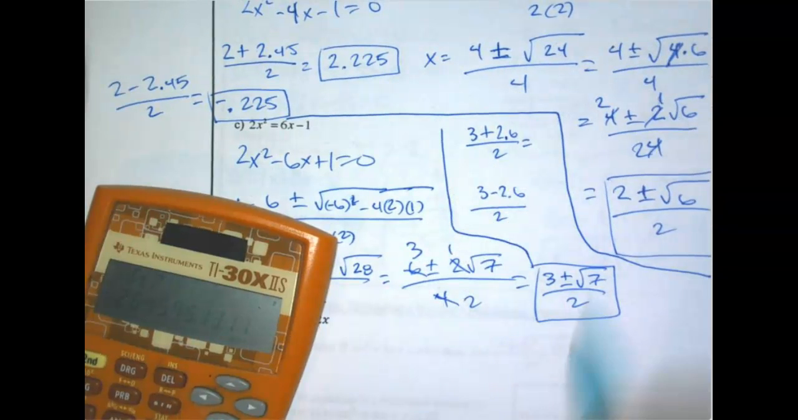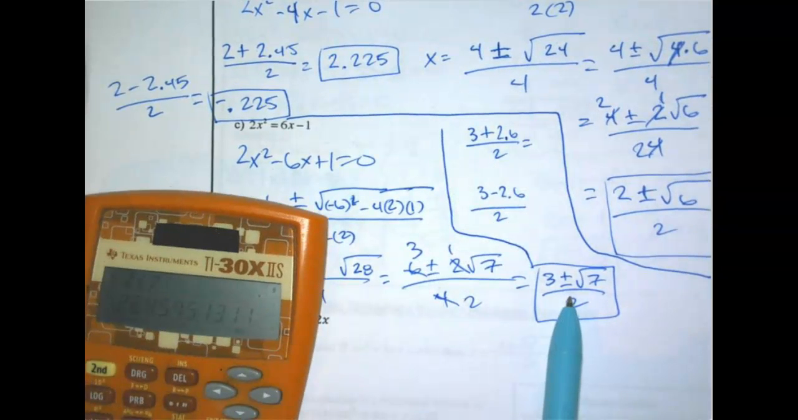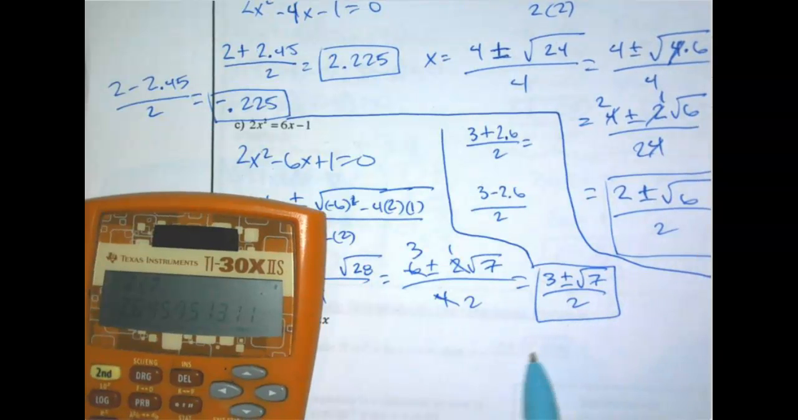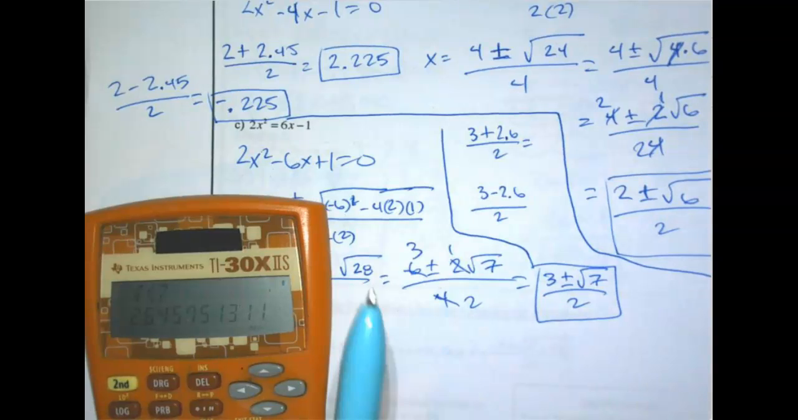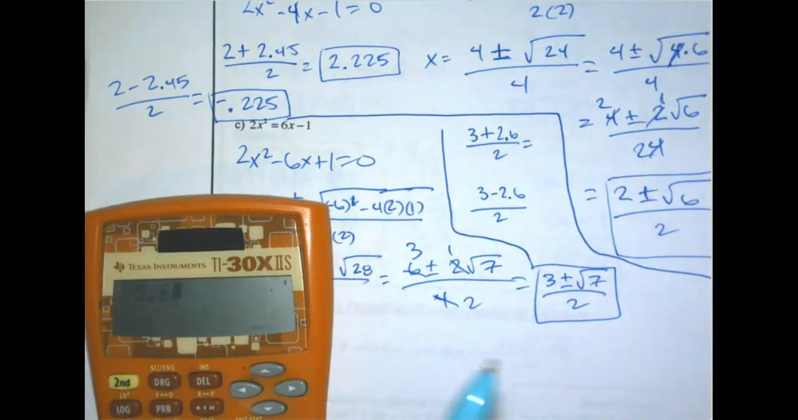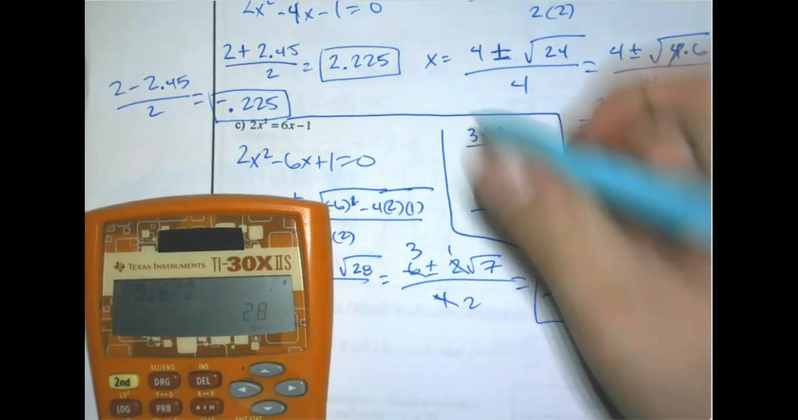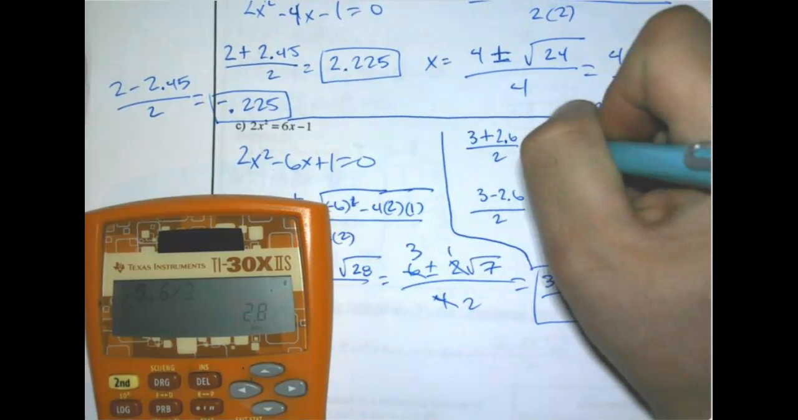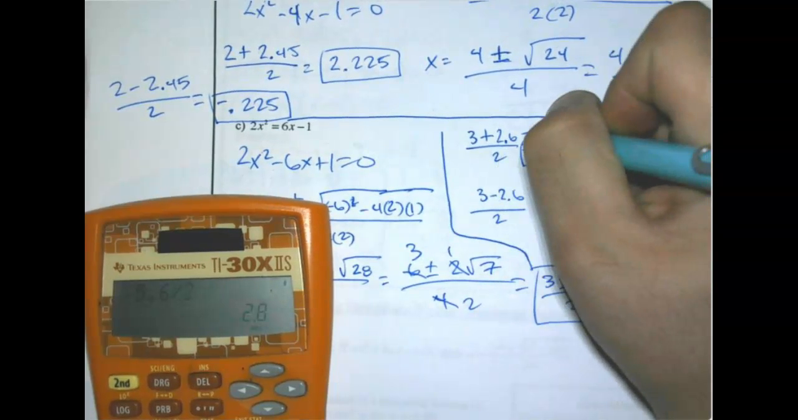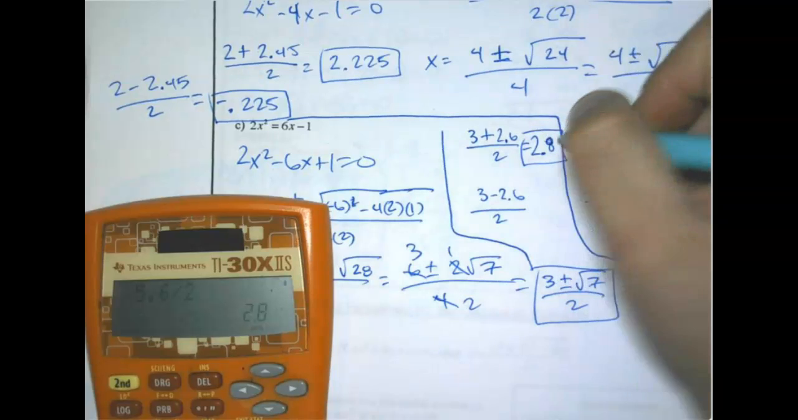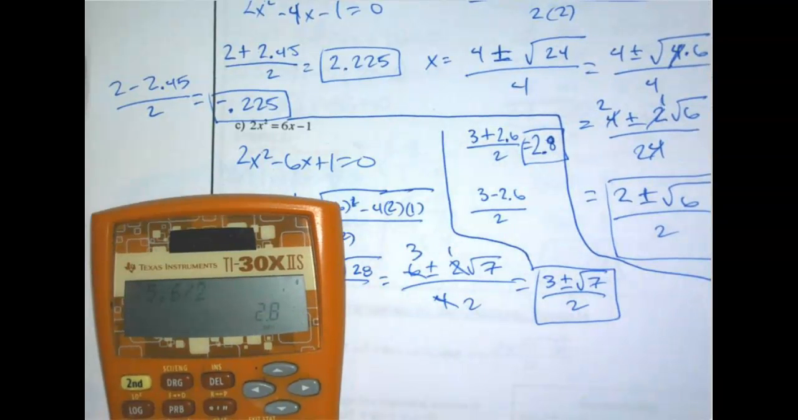Don't let me lose you. Remember, the plus or minus literally means add that number and then see what you get after you simplify, and then subtract that number. So 3 plus 2.6 is 5.6, divide by 2, and that's 2.8. Remember, I did round the square root of 7, so these numbers are approximate, not perfectly exact. And then 3 minus 2.6, was that 0.4?